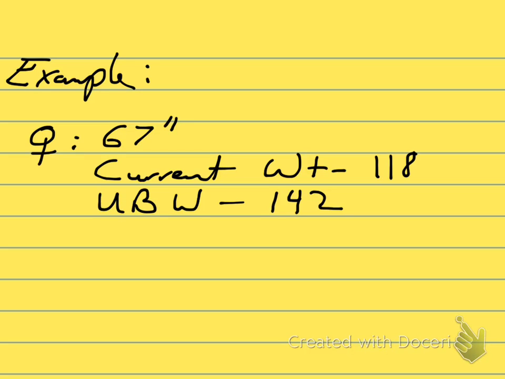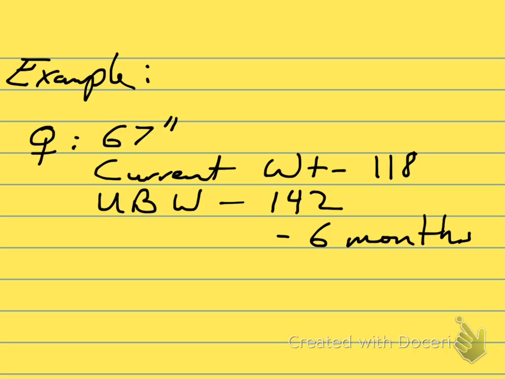So here's the example that we'll work with. We're going to look at a female who is 67 inches tall. Her current weight is 118 pounds. Her usual body weight is 142 pounds. So looking at this, you can see that she's had a loss. We're not sure at this point if it's significant. We really don't know the time frame. I'll let you know that this is a 6-month time frame. We'll just put that down here, 6 months.